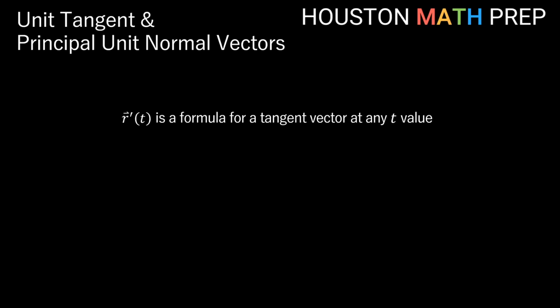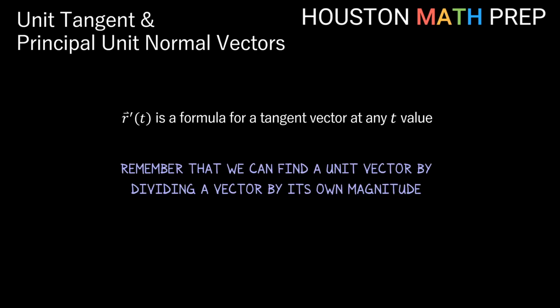Now this formula for a tangent vector will give us vectors of all different lengths sometimes, and it's possible we're really only interested in the direction of the tangent vector and not its magnitude, so a unit vector in this direction might be what we want to look at instead. Remember, we can always make a unit vector that points in the direction of another simply by dividing that vector by its own length or magnitude.